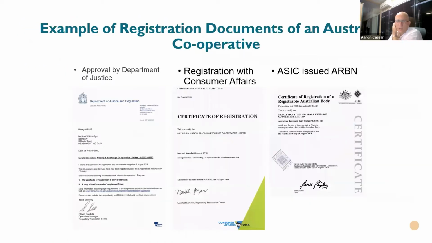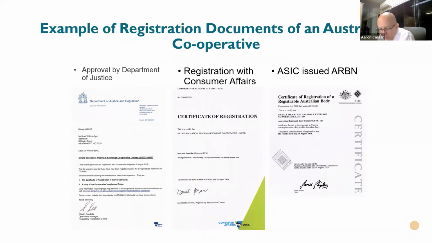So this is what it looks like to receive documents from the cooperative. You have an approval from the Justice Department there, a registration with Consumer Affairs, then ASIC issue an ARBN. So this is an actual cooperative that I have helped to set up. It's called METEX, Metals Education Trading and Exchange Cooperative. So I have that cooperative.